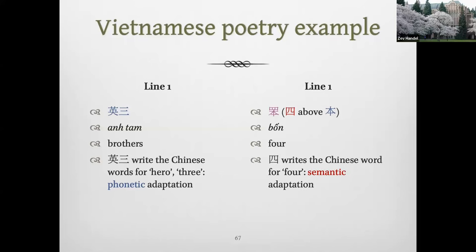How is this working? Well, there's a semantic adaptation of the Chinese character for four, and this character for root is pronounced almost identically to the Vietnamese word for four. It's a phonetic adaptation, but they're combined into one character. The character on top here, if you know Chinese, is telling you the meaning of the Vietnamese word being written, and the character on the bottom, if you know Chinese, is telling you the sound of the Vietnamese word that's being written. And they're stuck together, which means you can tell right away that it's writing a Vietnamese word and not something in Chinese, because this character doesn't exist in Chinese.